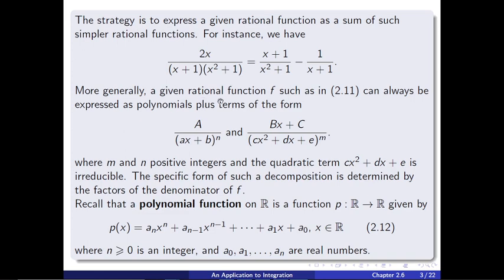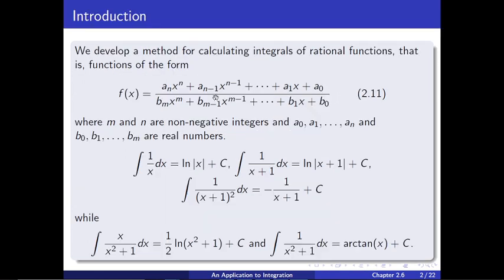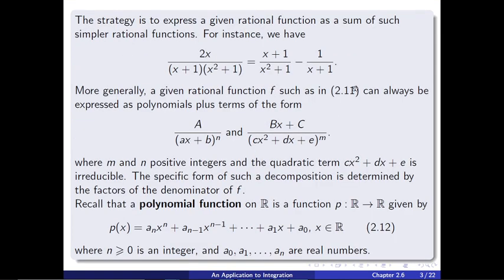So more generally, a given rational function f such as in 2.11, which is the general case that we have there, can always be expressed as polynomials plus terms of the form A over ax plus b to the n, and bx plus c over cx squared plus dx plus e to the m, where m and n are positive integers and the quadratic term cx squared plus dx plus e is irreducible.